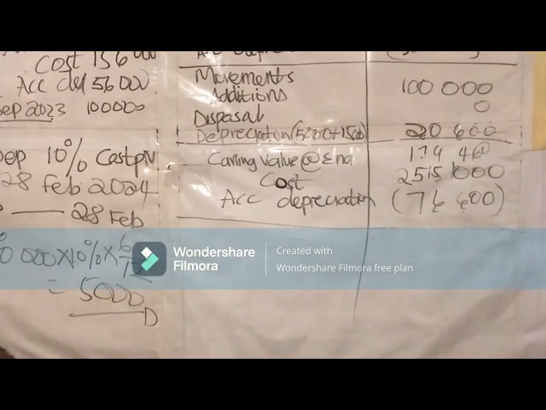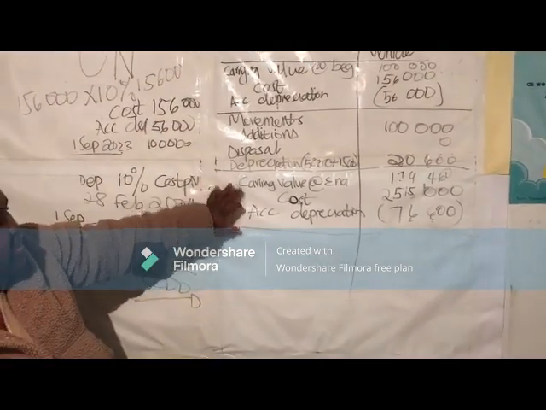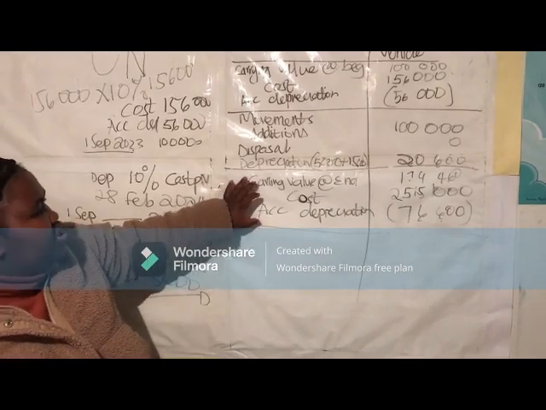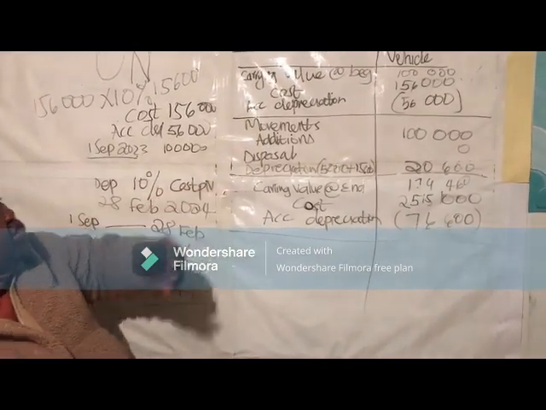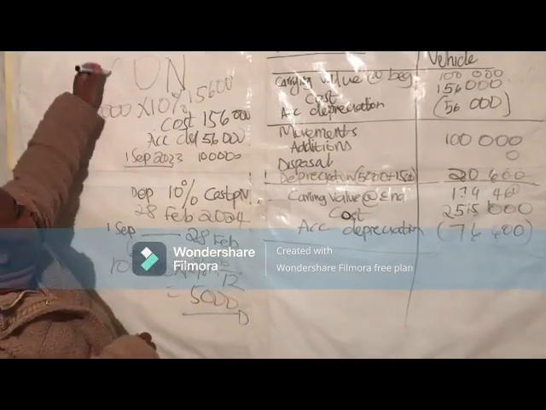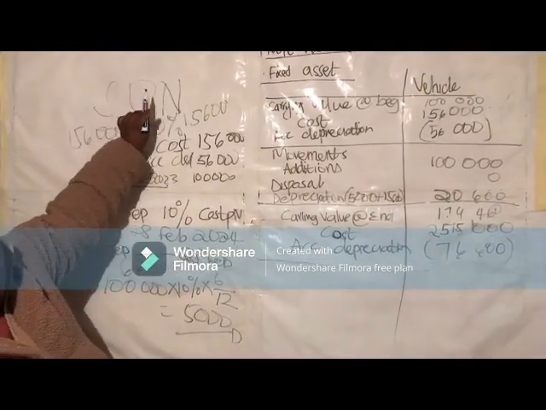So the important thing is to know how to get your carrying value at the end and your cost and your accumulated depreciation. You must also be able to calculate your depreciation. So it's important for you to know that SAN formula. You have to calculate depreciation for the sold, for the old, and for the new.